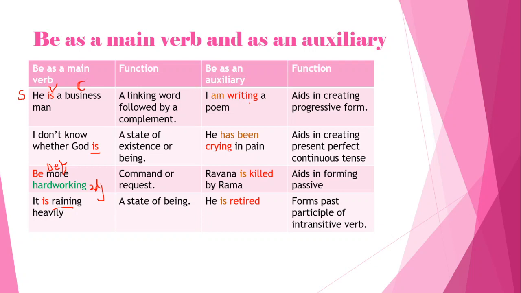I am writing a poem. So you won't say "I writing a poem." Instead you say "I am writing a poem." So "is" here aids in creating progressive forms.